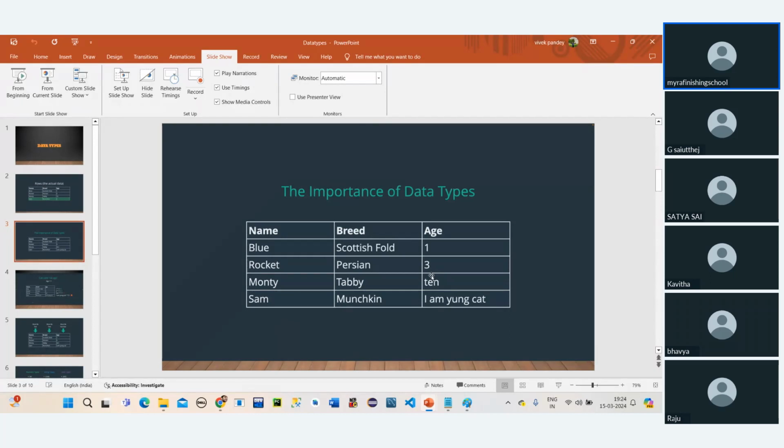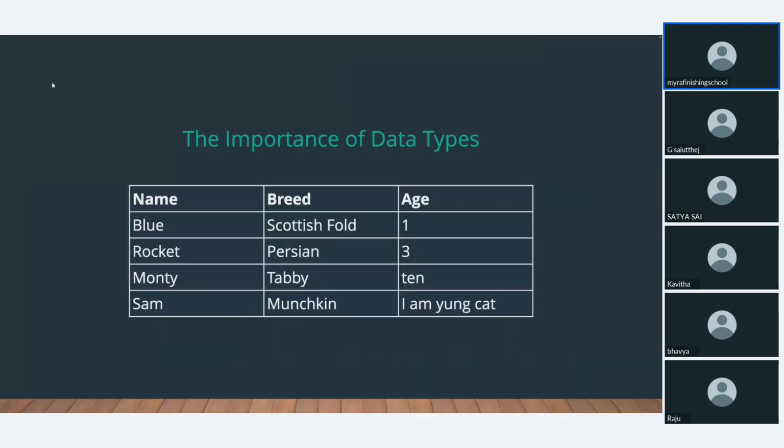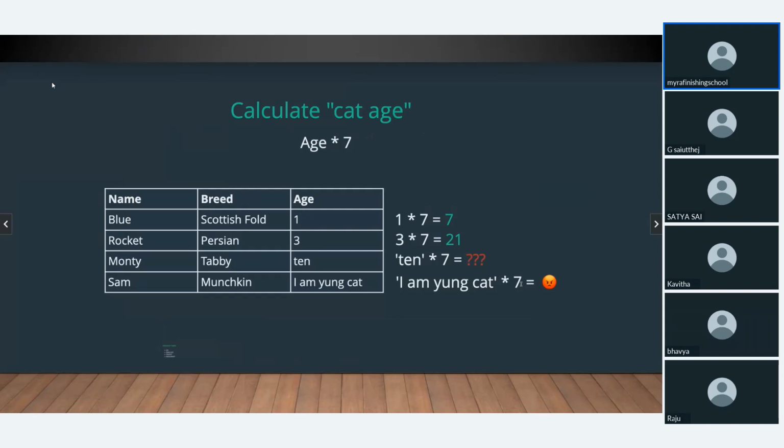Okay. So now what do we need to do? We need to think about the data type of this. Now you tell me, calculate the cat age. What can I do here? 1 into 7, what would be the answer? 7. 3 into 7, 21. Now 10 into 7, how much? We don't know anything. Again, this into 7 gives us absolutely no answer here.